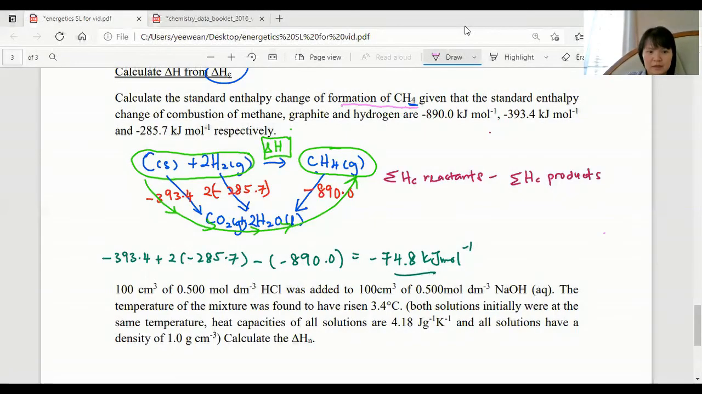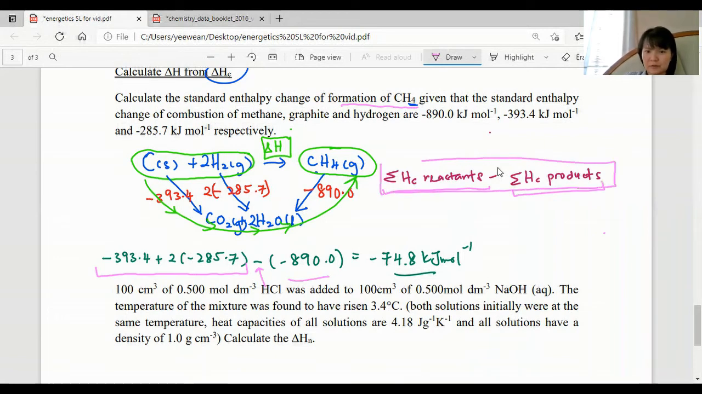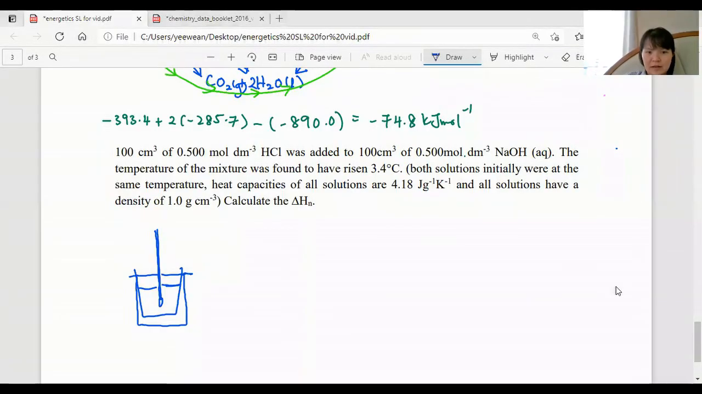So in other words, I can say that I total up the standard enthalpy change of combustion of the reactants and minus the total of the standard enthalpy change of combustion of the products. So this is also useful. Next, we're going to calculate the enthalpy change by the results of experiment in the lab.